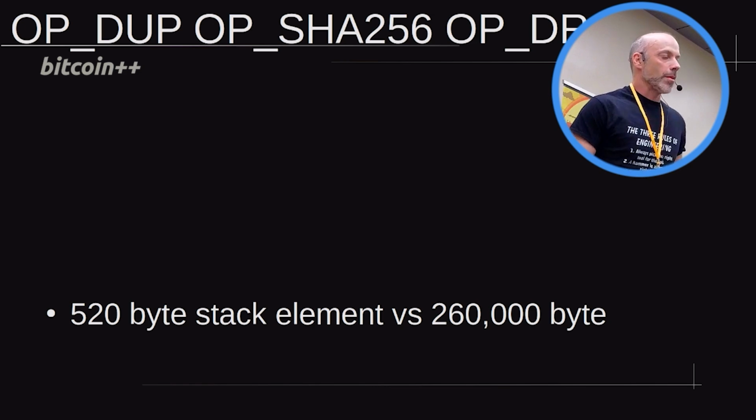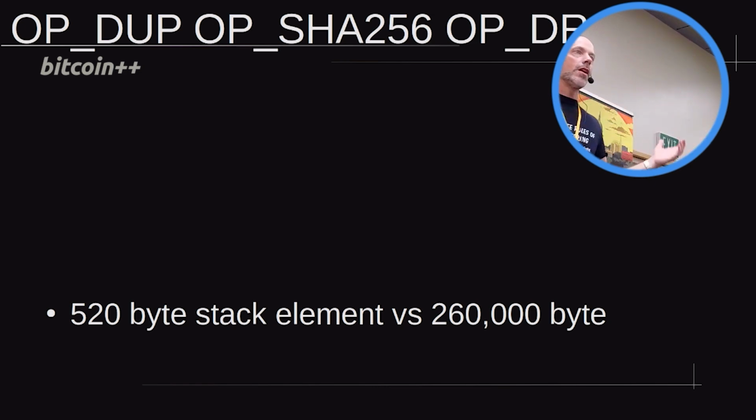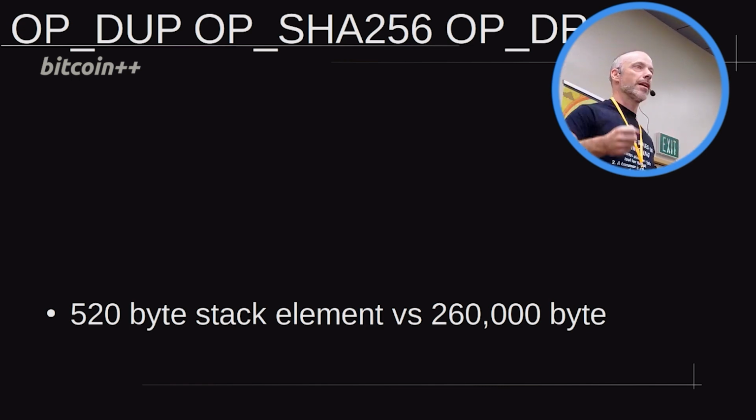But then you hit another problem. Let's look at this little script here. OP_DUP, OP_SHA256, OP_DROP. If you have 4 megabytes worth of this, you're basically duplicating the top entry, hashing it, and then throwing it away again and again and again. So while we've solved the memory problem with a total stack limit, that leaves this problem.